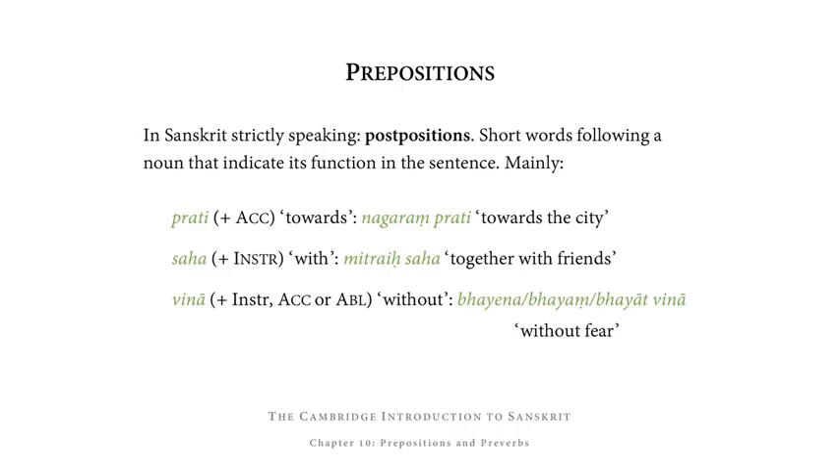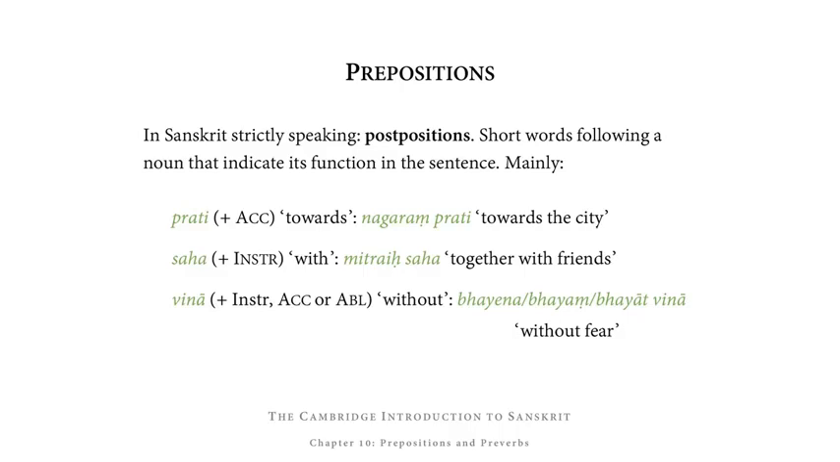and by far the most frequent prepositions or postpositions in Sanskrit are prati, saha, and vina. Prati is used together with nouns in the accusative to mean towards. Nagaram prati would be towards the city. Saha is used together with nouns in the instrumental case and means with. Mitraiḥ saha would be together with one's friends.